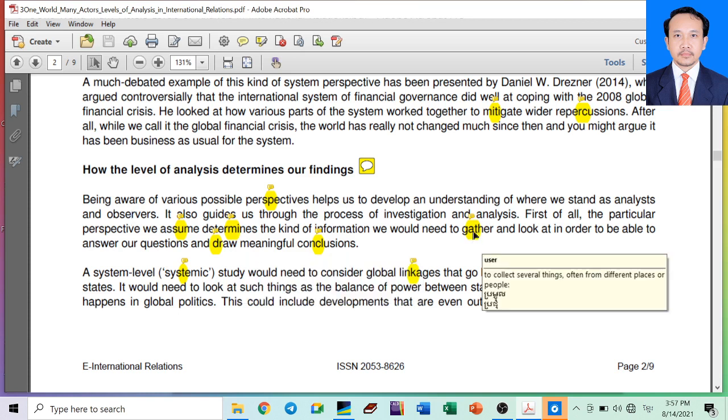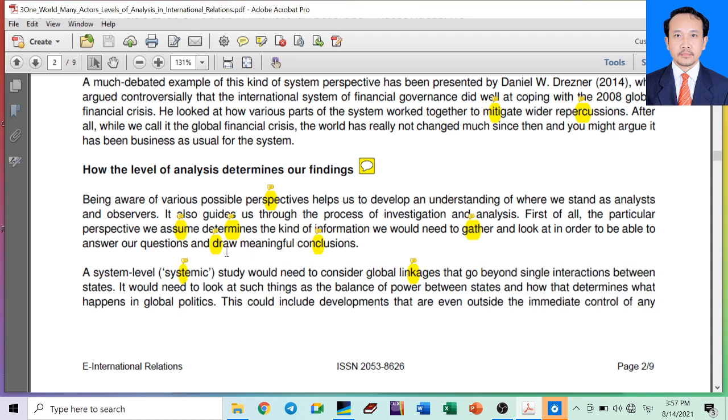Gather: to collect several things, often from different places or people. Draw: you very often hear this word, and it has many meanings. Draw means to pull or direct something in a particular direction, or it can refer to support. Conclusion: the final part of something.